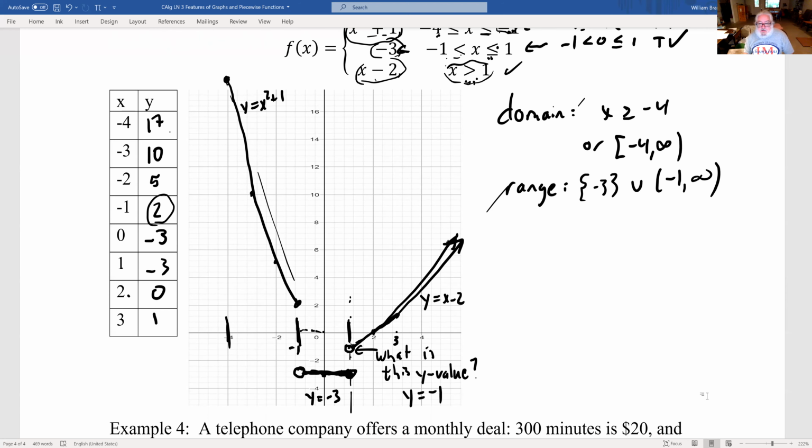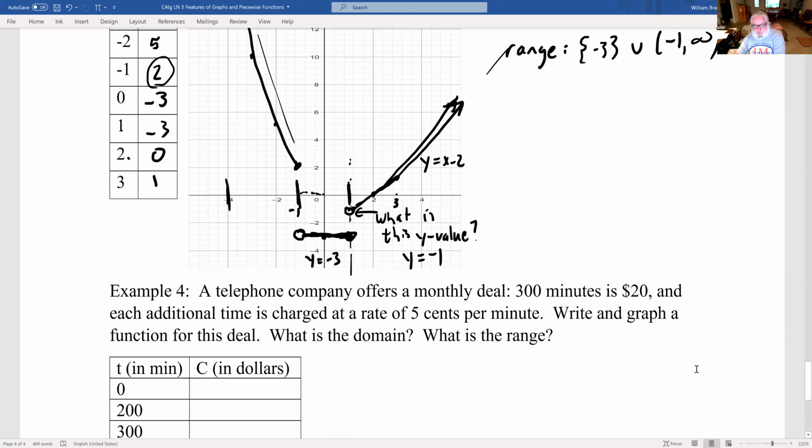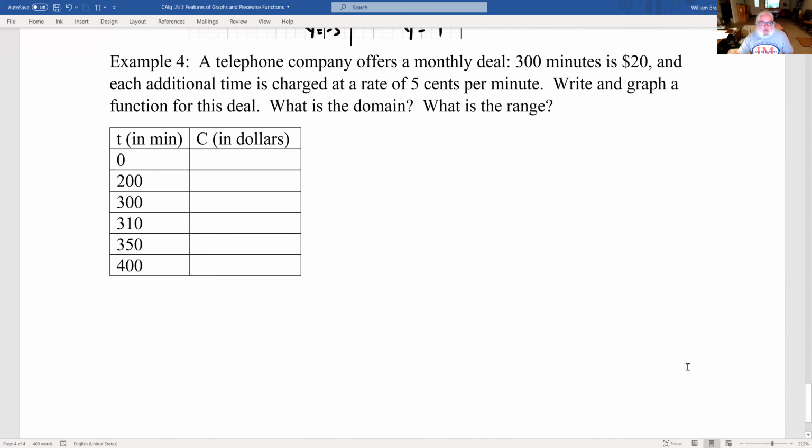Okay, so we can graph these things. You have to be a little bit careful about the ranges, because the ranges can be a little goofy. Graphing them is a little tricky, but it's pretty straightforward as long as you keep track of which intervals go with which functions. And then finally, as an example of a piecewise function, think about this kind of a monthly deal: 300 minutes, $20. Each additional time is 5 cents per minute. So what's the function? What's the domain? What's the range?